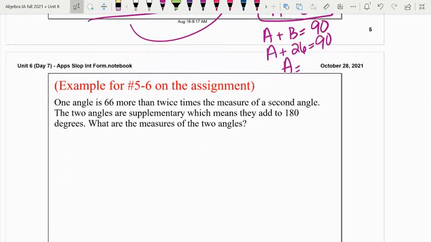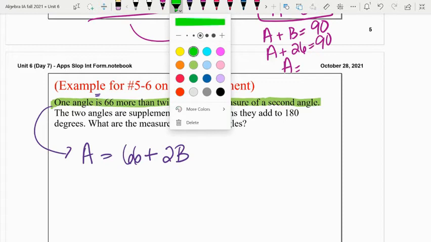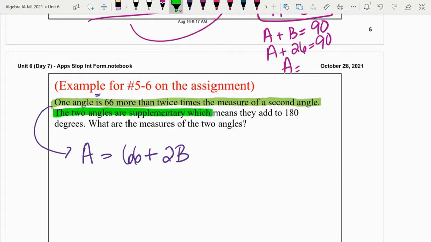All right, the next one here. First sentence says one angle is 66 more than two times the measure of the second angle. All right. So one angle, let's say A, means equals, remember in math, 66 more than, so 66 plus 2 times the measure of the second angle. Let's call that B. Next sentence says the two angles are supplementary, which means they add to 180. So my next equation will be A plus B equals 180.